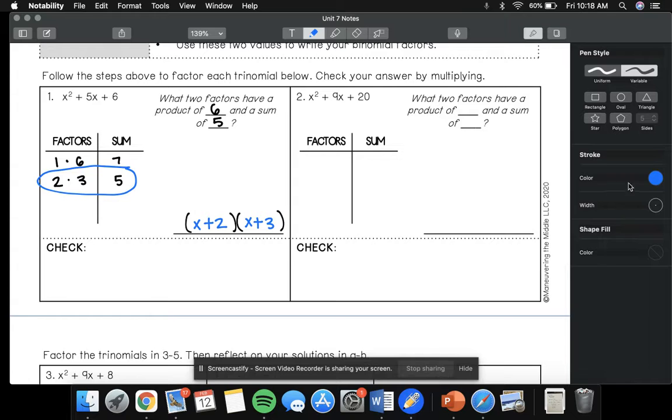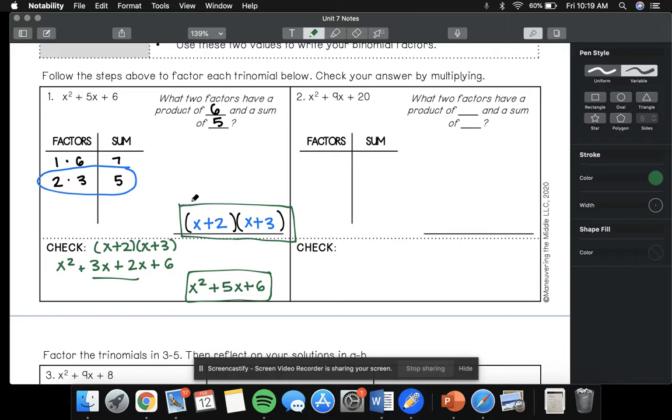Now we are going to check these because we already know how to simplify these, so we might as well just check to make sure we get the right answer. So x times x is x squared. x times 3 is 3x. 2 times x is 2x. And 2 times 3 is 6. When I combine like terms, I get x squared plus 5x plus 6. And if I check at the beginning, oh my goodness, that is the original problem that I was given. So it looks like this is the correct answer.